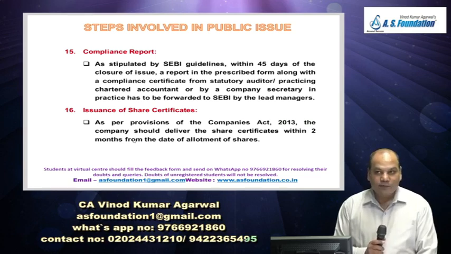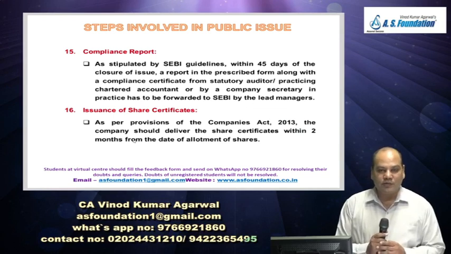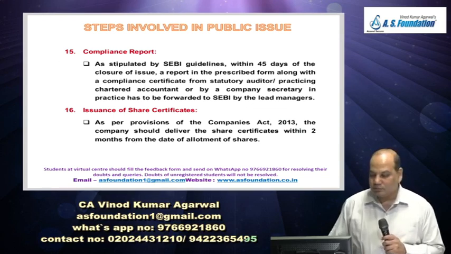Seven is finalization of collection center. 8 is printing and distribution of prospectus and application form. 9 is announcement and advertisement. 10 is subscription list. 11 is separate bank account. 12 is minimum subscription. 13 is promoters contribution. 14 allotment of share. 15 compliance report, and 16 is issuance of share certificate.